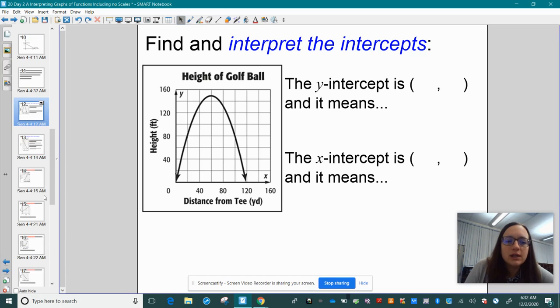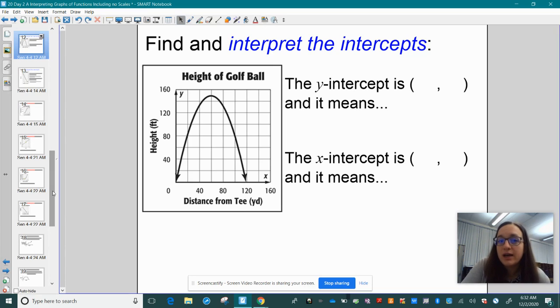So here, if we look at this graph of a real-world situation, this would be the height of a golf ball. If we look at this, we know it's not linear. It's not a straight line. But that's okay. From yesterday, it does pass the function test, right? It passes the vertical line test, so it is a quadratic function. But our goal here is to find and interpret the intercepts. So what we're looking for is where it crosses the x and y axis.